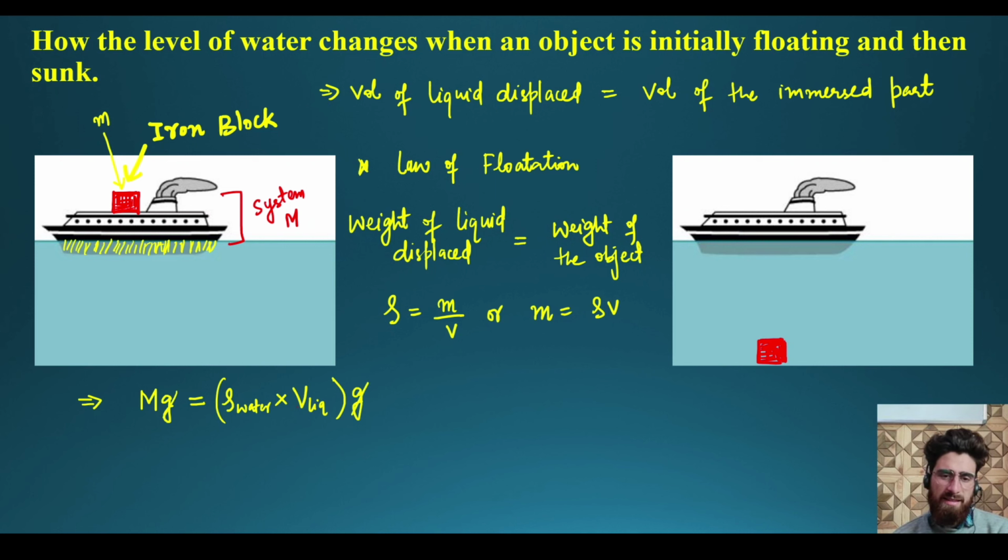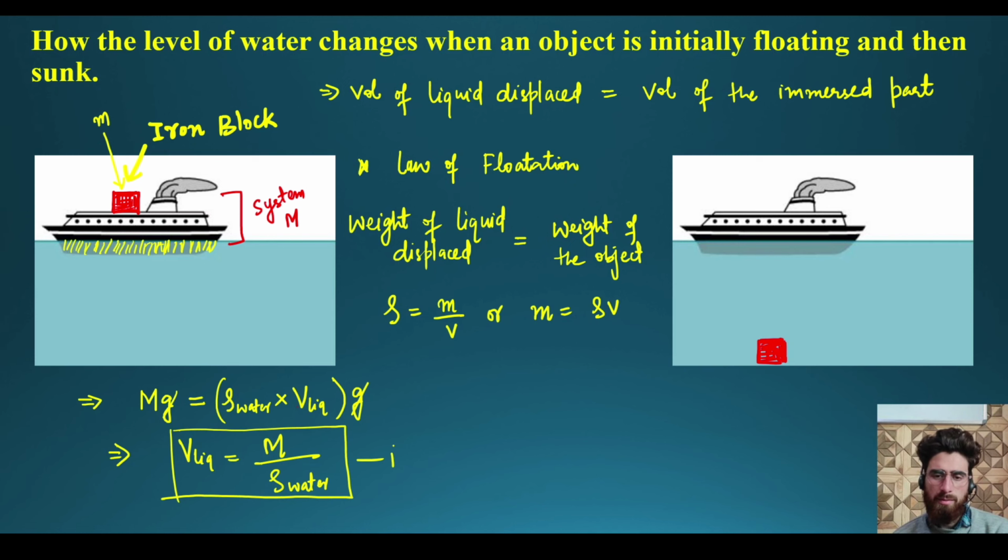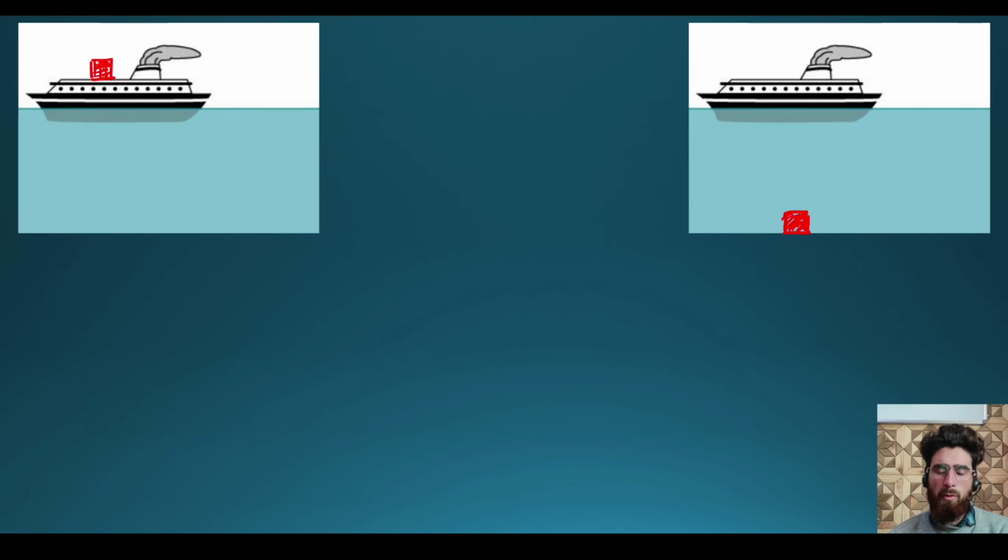This g and this g get cancelled out, so I am left with the volume of liquid displaced in the first case, when the iron block was on the ship, equal to the mass of the system upon the density of water. Let's keep this as equation number one. Now we will focus on the second situation.